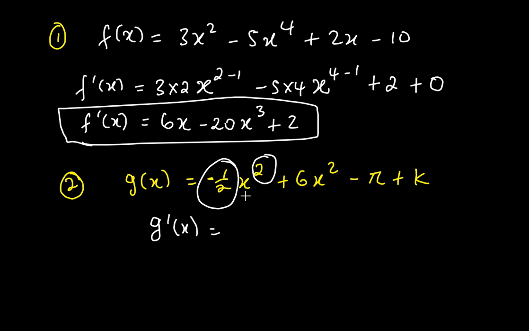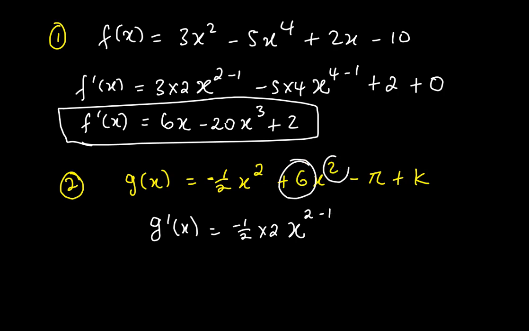To get the derivative of g, we'll then say, okay, here we see that we have negative half, then we have 2. We're gonna multiply them, right? So we're gonna say negative half times 2, and then I'm gonna say x, right? Then I say the exponent minus 1. What about here? I'm gonna say this times that, right? Meaning I will have 6 multiplied by 2, and then I'm gonna have the exponent minus 1.